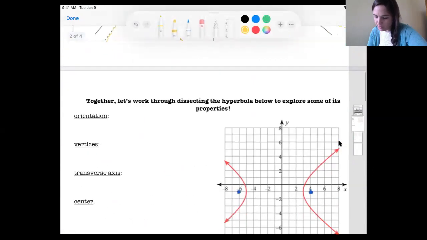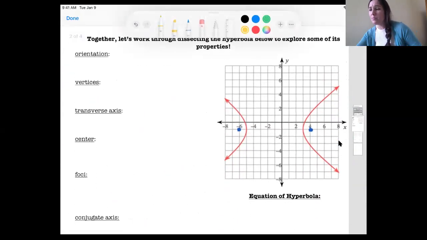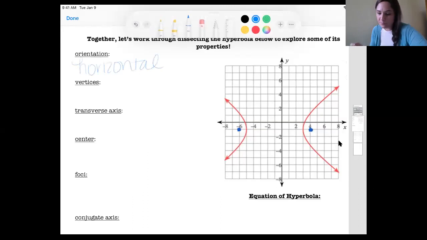All right, so let's go on. We've got a hyperbola here. We are given the graph, and we need to identify all of its features. All right, so the first thing, we need to figure out its orientation. To me, I think, is it x-ish or is it y-ish? Well, obviously it looks more like an X. The branches swoop out from side to side. So this is a horizontal orientation. It is X-ish, right? Okay.